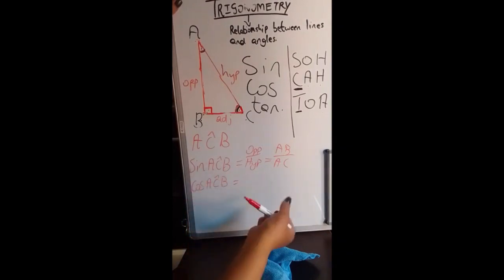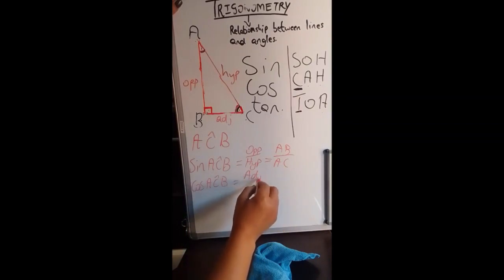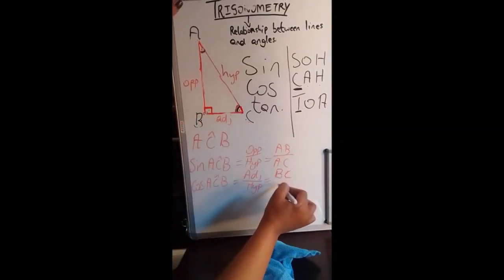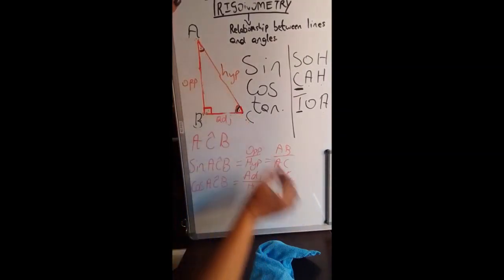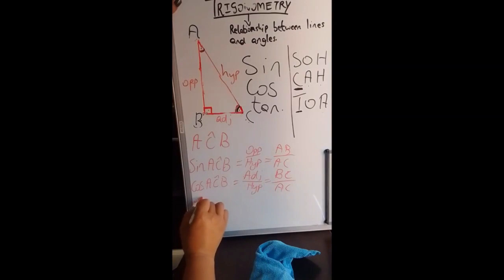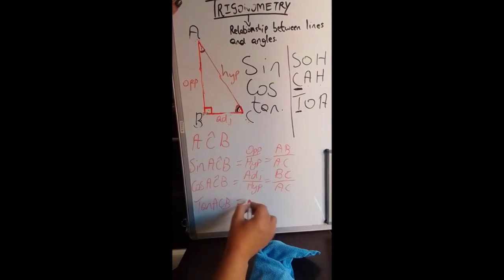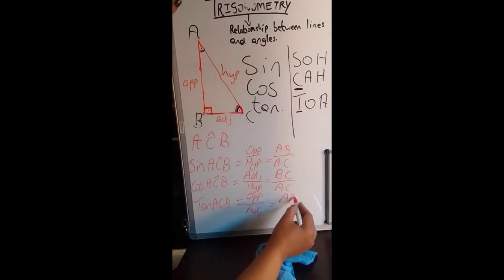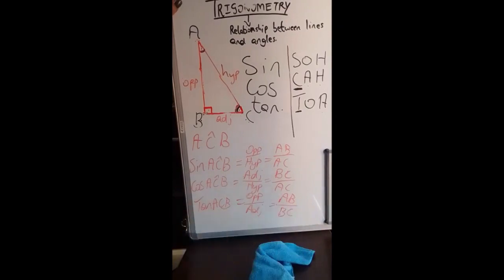And then now, what would be the cos of angle ACB? Okay, cos is the adjacent over the hypotenuse, which is the adjacent side BC over side hypotenuse, which is AC. And lastly, the tangent of angle ACB. We know tangent is opposite over adjacent. So the opposite of this angle is AB, and the adjacent side of it is BC.